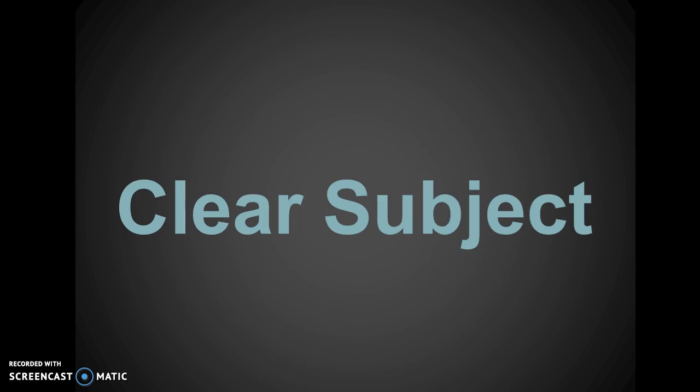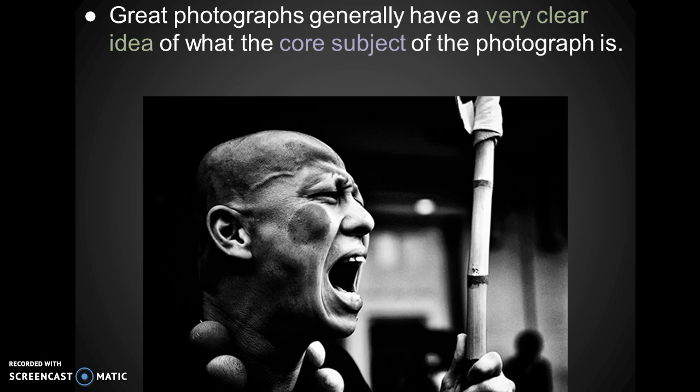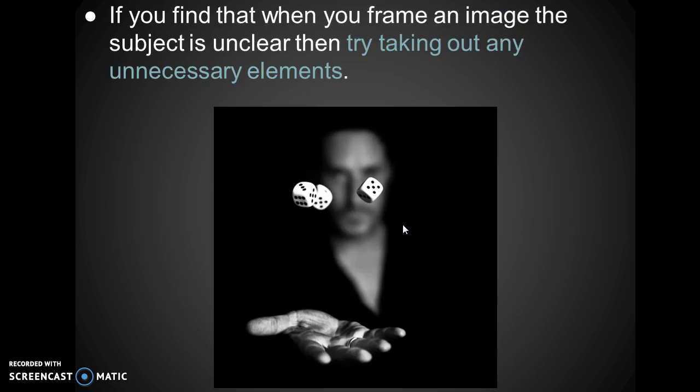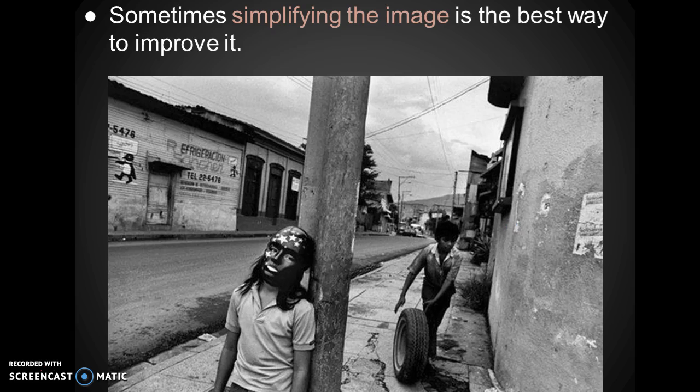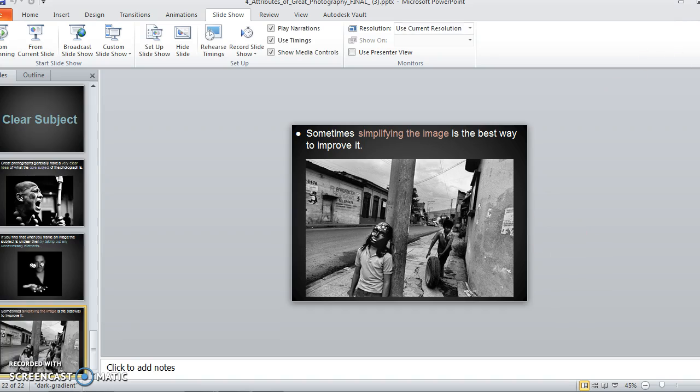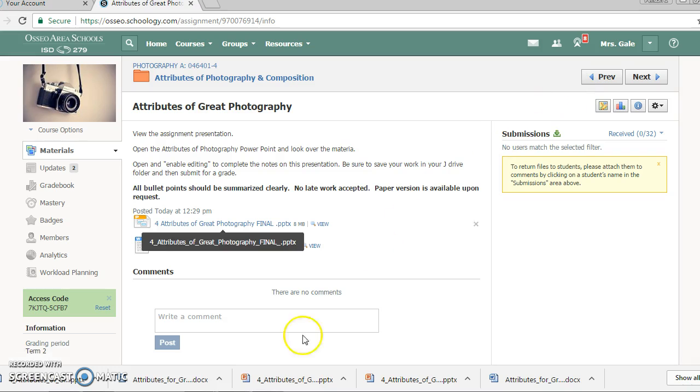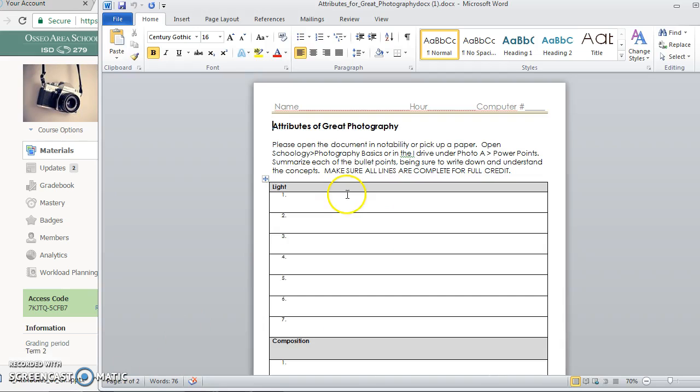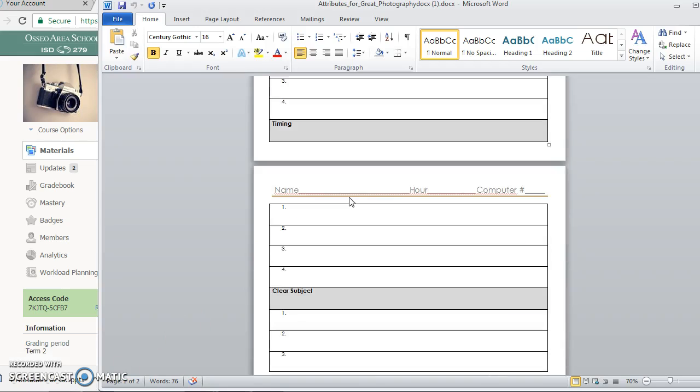The last attribute is clear subject. Many students, it is very helpful for them as they start to take photographs to think about what it is that you want to say with your photograph and take out unnecessary elements, background distractions. Simplify the image to really communicate what it is you want to say. Those are your four attributes of great photography: light, composition, timing, and clear subject.